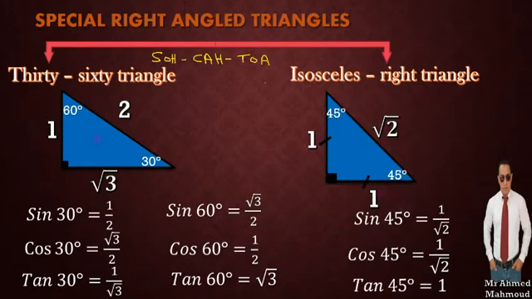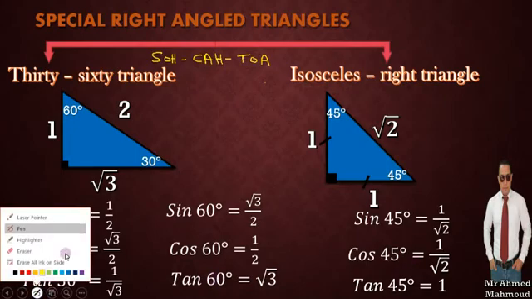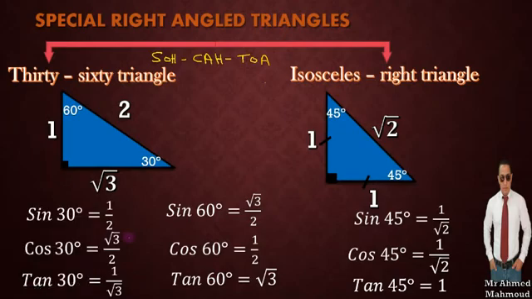Now, in this way, we can deduce the trigonometrical ratios for 30, 60, and 45 degree angles. Now I'm going to solve problems about this concept.